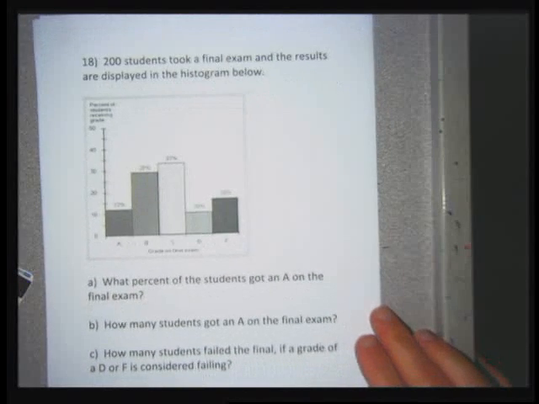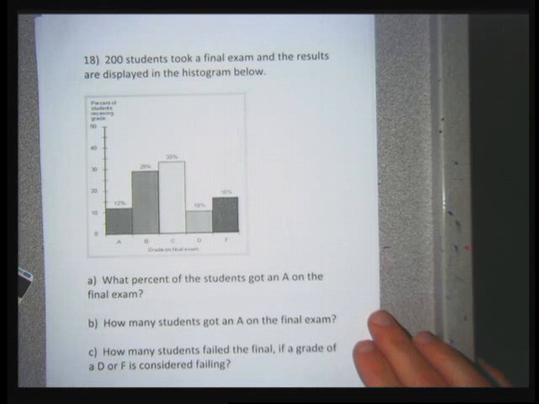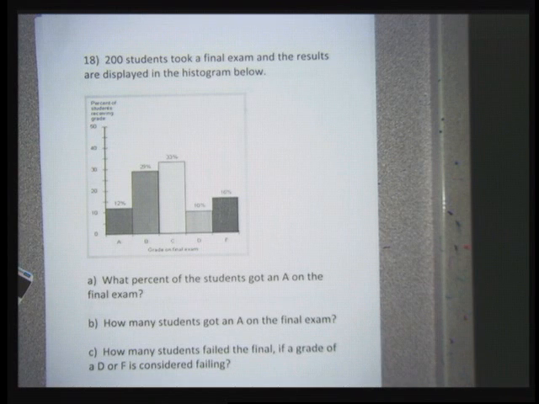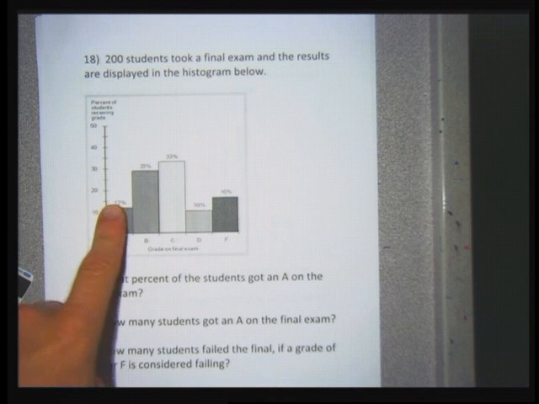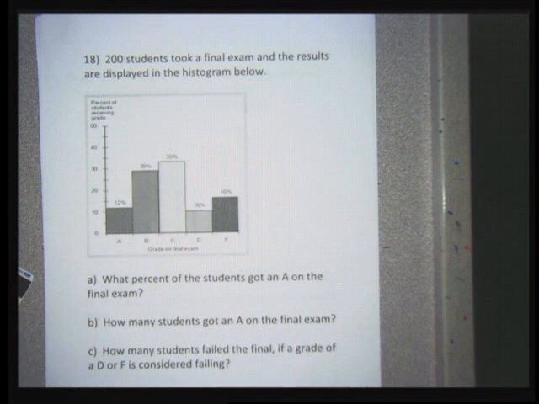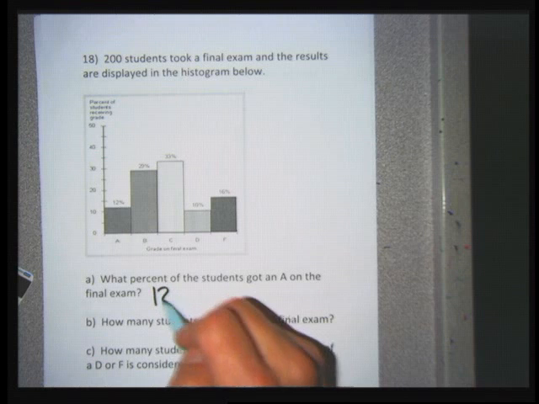So 18 gives me the breakdown of the grades on a test. 200 students took a test, 12% got A's, 29% got B's. What an idiot of a question. What percentage of the students got an A on the final exam? That's a silly question. 12%. I mean, there's no work to do for that, but I'll live with it.